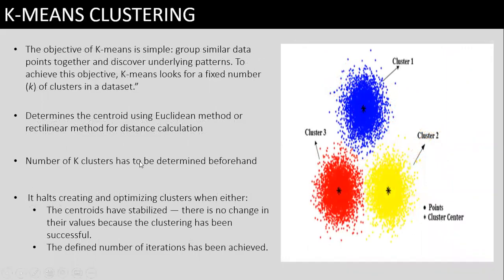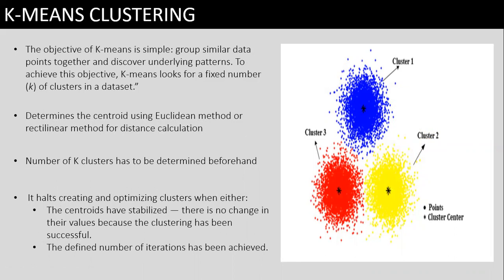The objective of k-means is simple. It's to group similar data points together and discover underlying patterns. As mentioned earlier, it's an unsupervised type of learning, so we're not actually trying to solve a particular problem. We're just trying to unveil a pattern within that data. And as mentioned, we will be using distance calculations using Euclidean or rectilinear distance. It's important to note that the number of clusters or groups has to be determined beforehand.